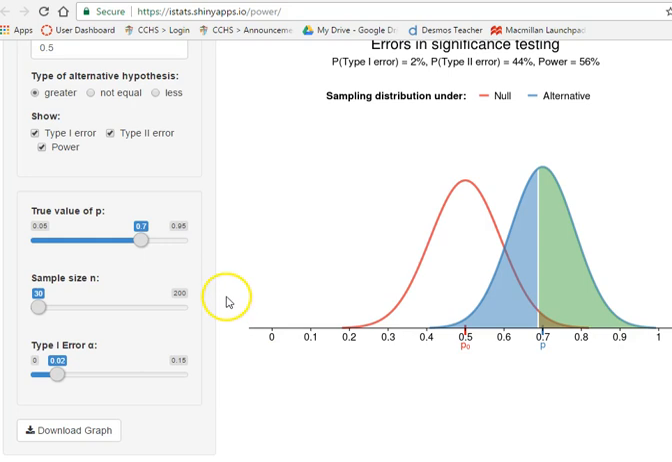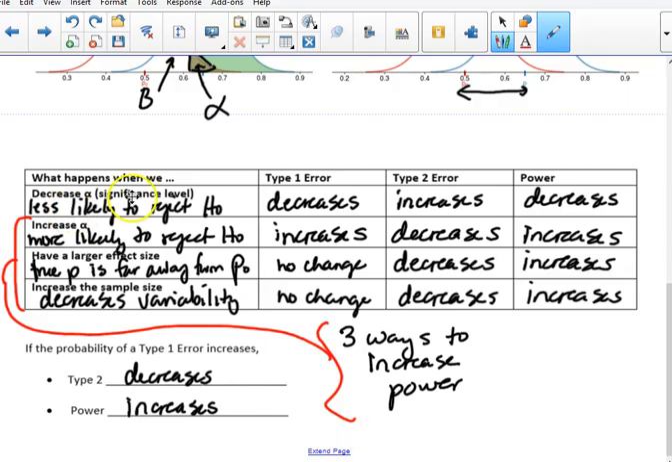Okay, so let's look at a couple other things. Actually, let's go back, and so that's why, if we decrease alpha, which means we're less likely to reject the null hypothesis, both the type 1 and power decrease, because that means we are less likely to reject the null hypothesis whether it is true or false. If we increase alpha, then type 1 and power both increase, because we are more likely to reject the null hypothesis whether rightly or wrongly. The power would increase and type 2 error would decrease.